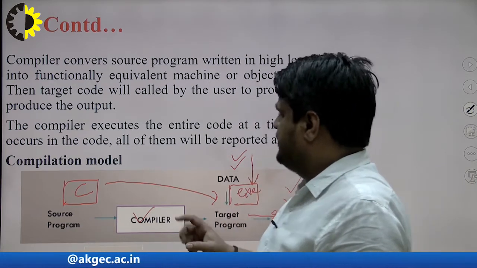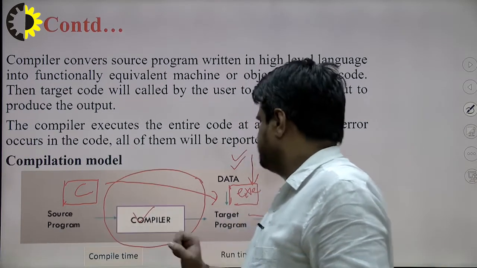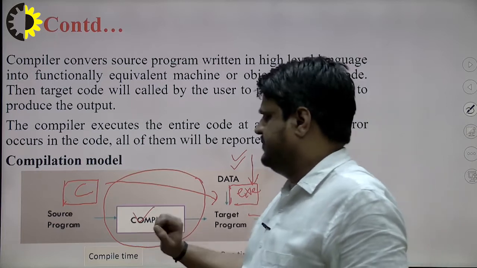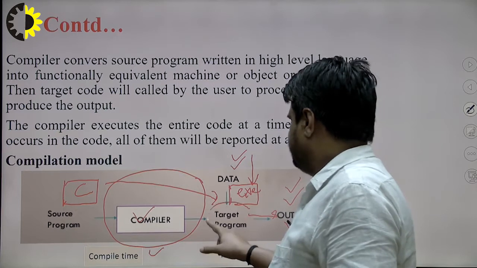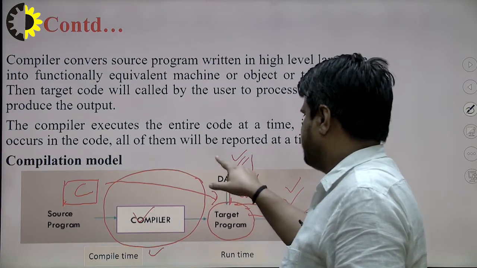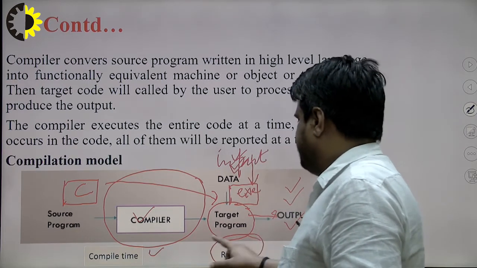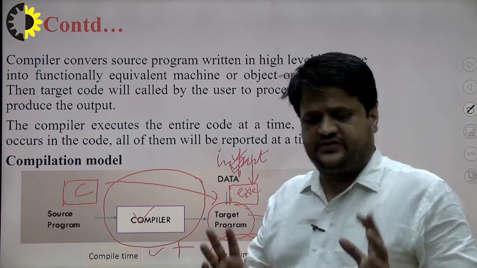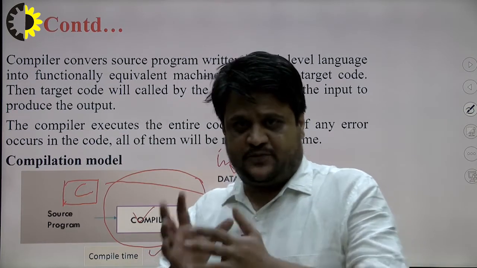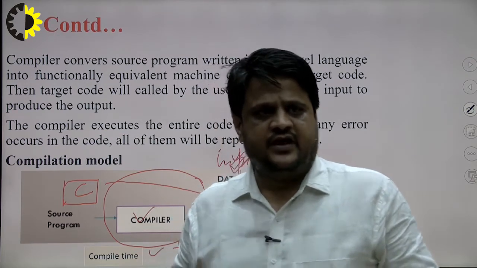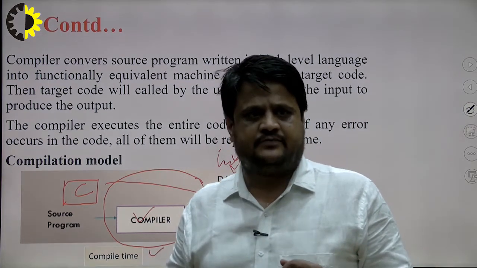So here you can see the time taken to convert the source program to the target program is called the compile time, and the time required to take the input data and produce the results is called the runtime, and the combination of both is called the execution time, right? So in case of a compiler, compile time as well as runtime are different, and the execution time is the summation of the compile time and the runtime.